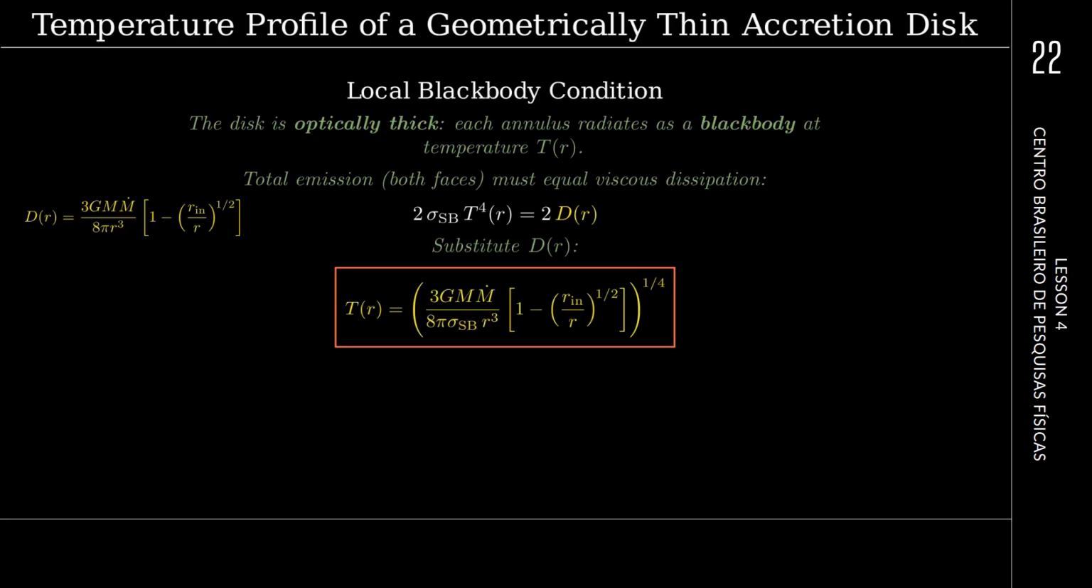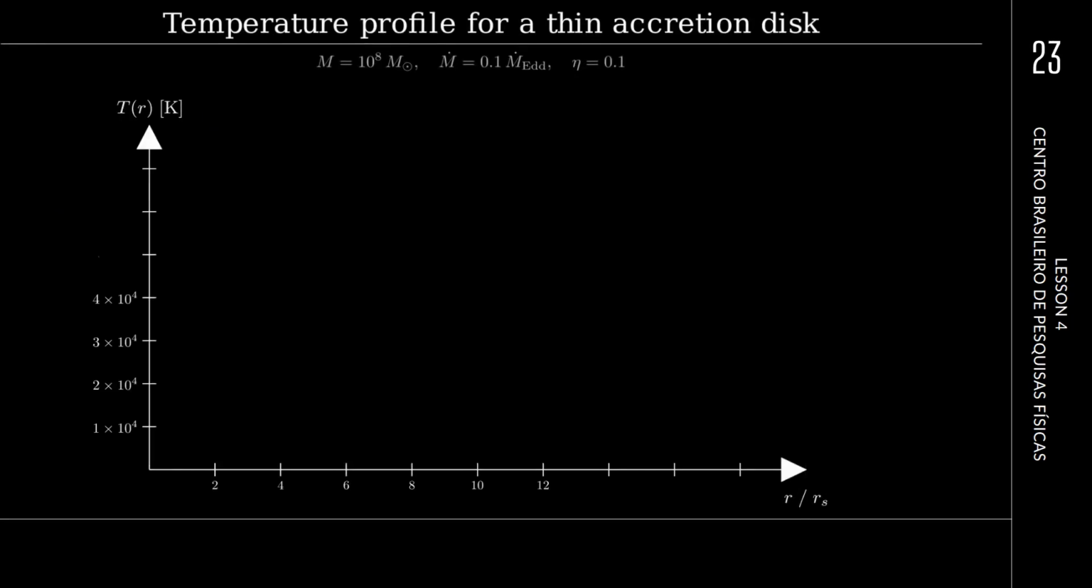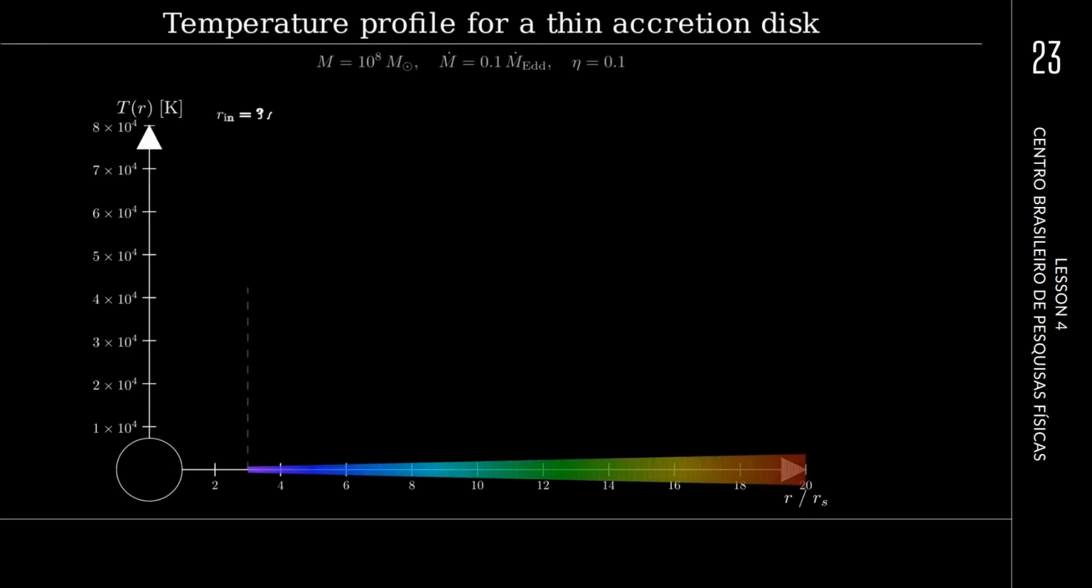It will go down, but if r is too big, this term here will vanish. These brackets here will become 1, and then the temperature will be a power law. It will fall with r to the minus 3/4. Okay, but let's plot the precise formula. Let's imagine the black hole at the origin, and this is the accretion disk. This is the temperature profile.